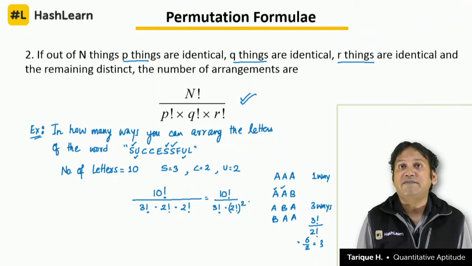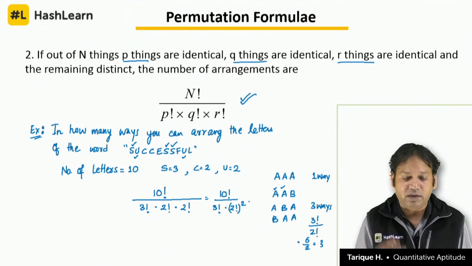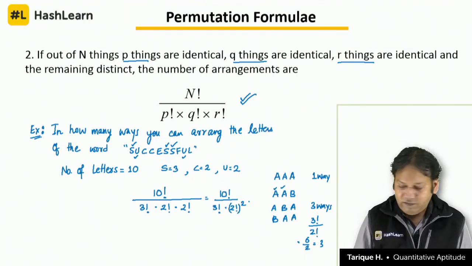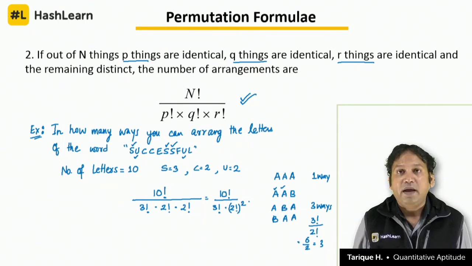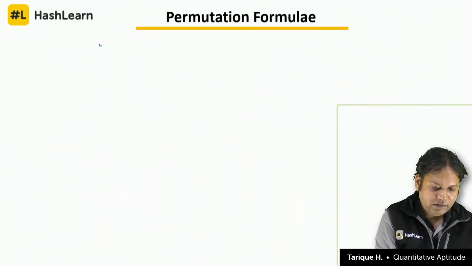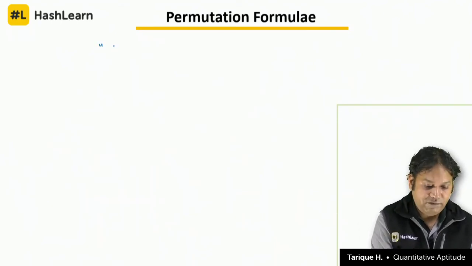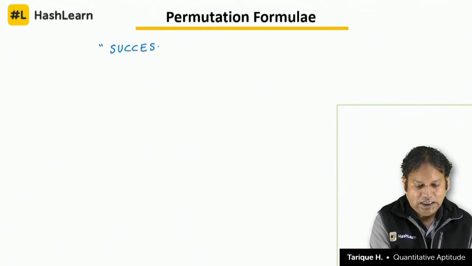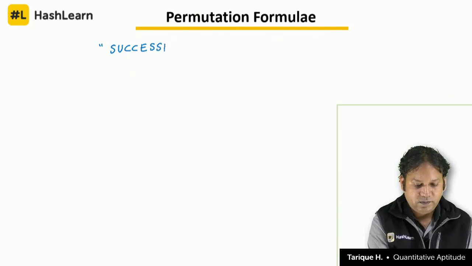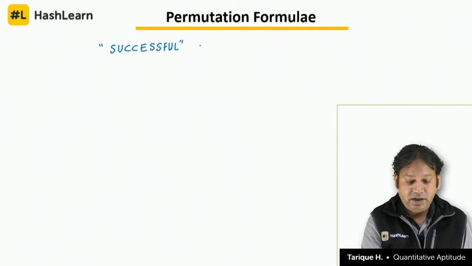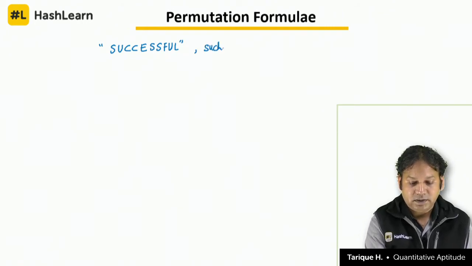So, if you are going to get a question from permutation, most likely it is going to be based on this formula. And there is one more advanced question that you should know, and that is when we have a condition or constraint given to you. So, the same word I take, I am not writing the full question, I am just taking the same word successful. In how many ways can you arrange the letters of the word successful, and I am adding a condition here such that the vowels come together.